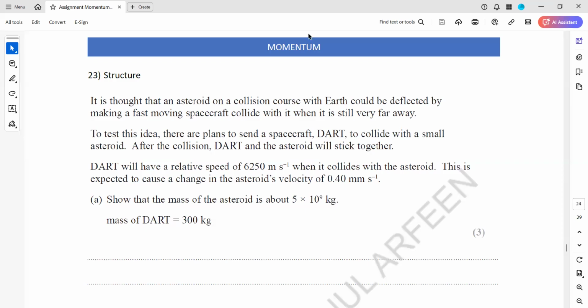So first, whenever objects are colliding, we can use a concept that they will have the same impulse. Impulse means the change in momentum, like the change in momentum of the asteroid and the change in momentum of the DART will be the same. Or the same idea, if something is losing its momentum, the other one will gain the same amount of momentum. That is also the conservation of momentum.